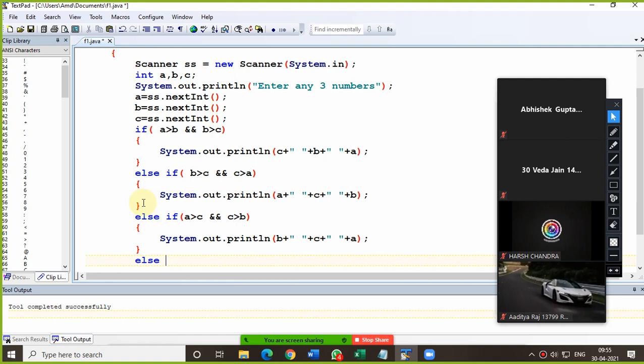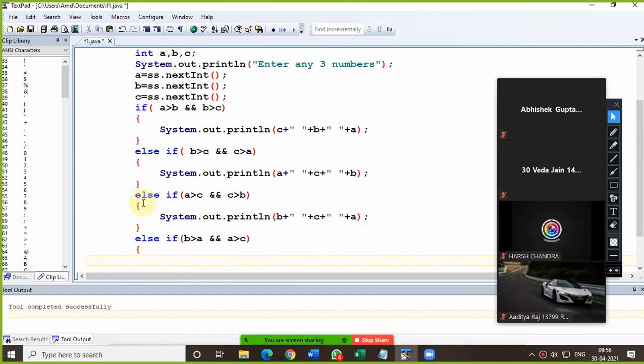Else if. Now, which condition is required to be checked? Who will tell? If B is greater than A and A is greater than C, then which sequence do we need to print? C, A and B.